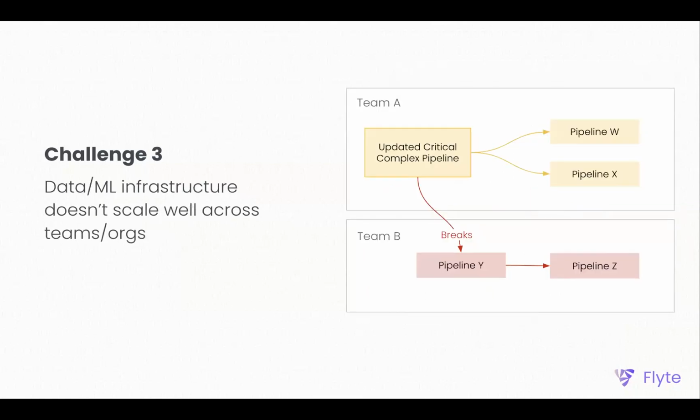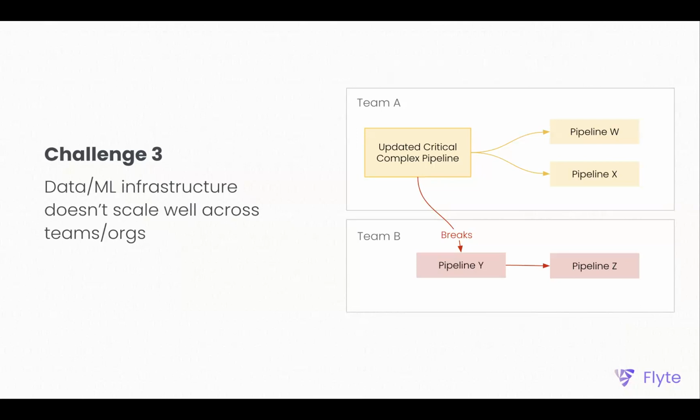The third challenge, and this especially applies in larger organizations, but you can think of this as also a problem with smaller teams and even yourself as you develop something over time, is that ML and data infrastructure doesn't scale well across teams and orgs. To give you just a toy example here, imagine you have an org with two teams, team A and B, where team A maintains this critical complex pipeline up here, which might be a data engineering pipeline that produces a data set.